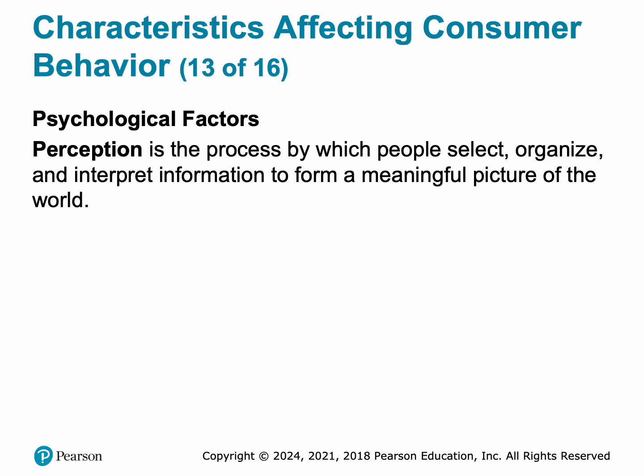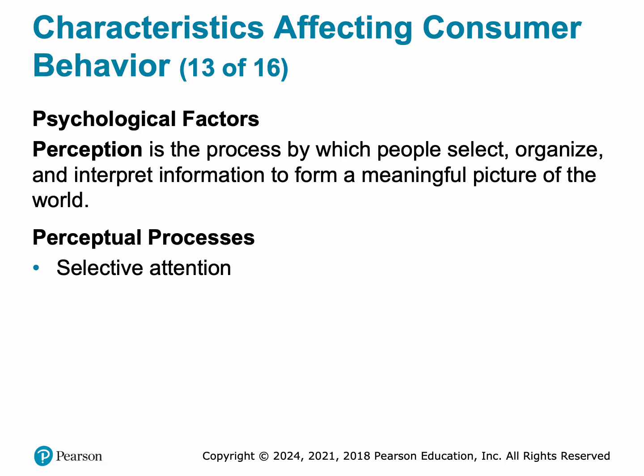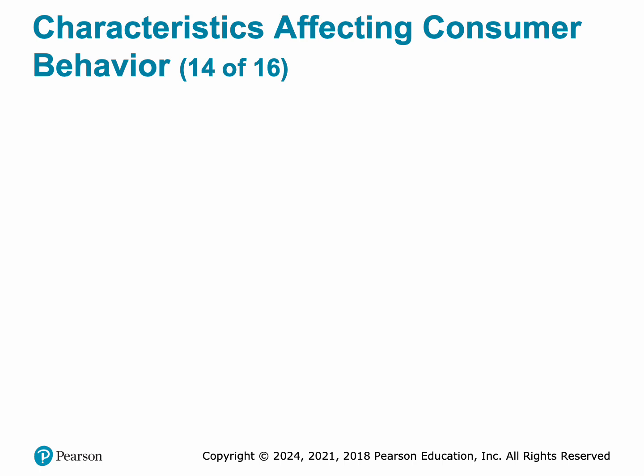All of us learn by the flow of information through our senses, right? And we know we've got these sight, hearing, smell, touch, and taste. But the sensory information is interpreted in an individual way. So we've got this selective attention, selective distortion, selective retention.